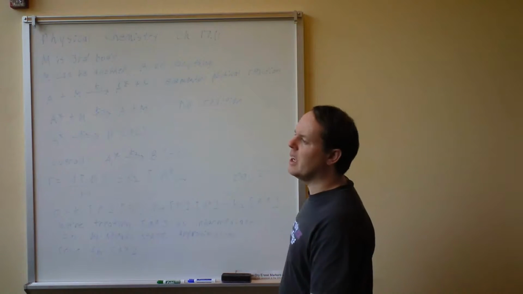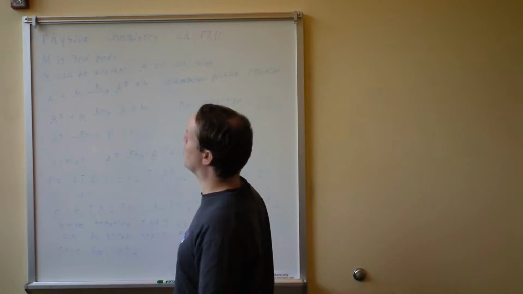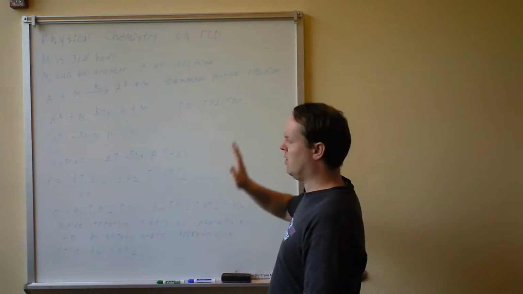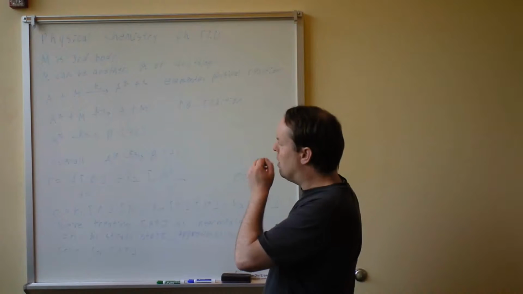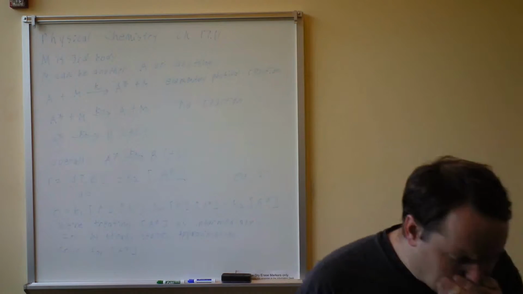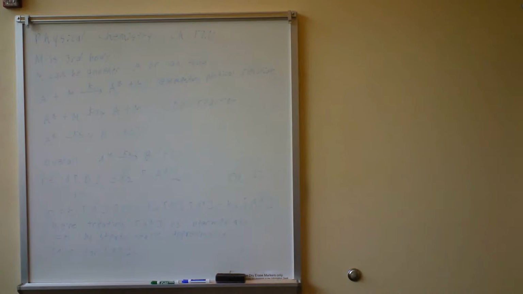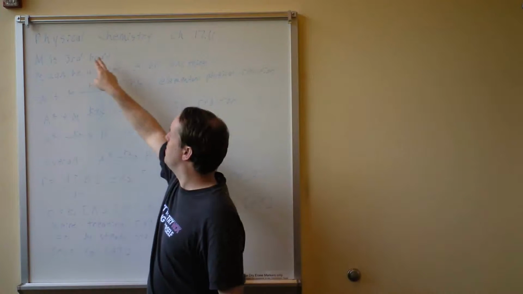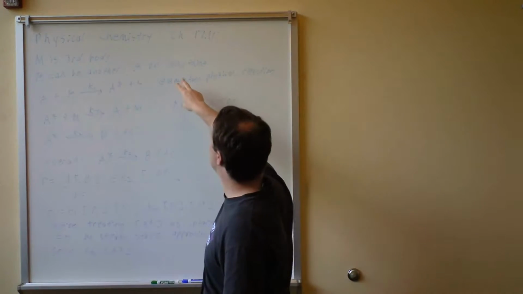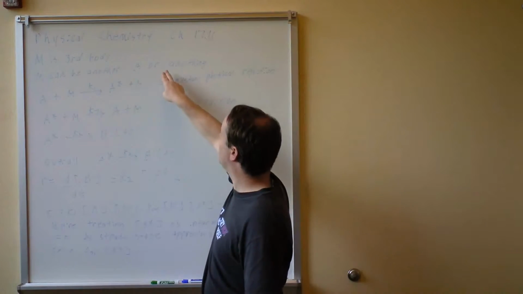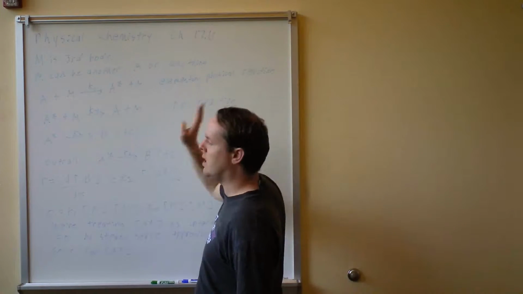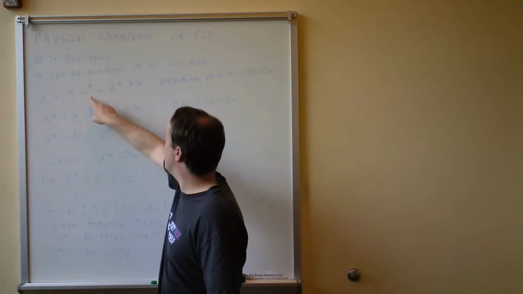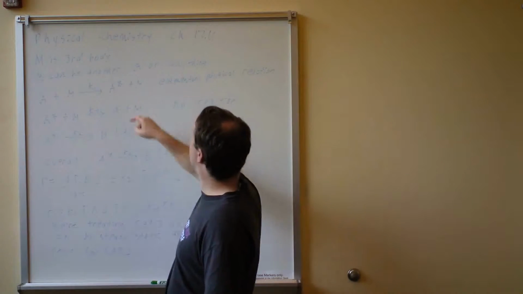Okay, so we're going to use capital M to denote any third body in the collision. M could be another A molecule, it could be a product molecule, any totally other molecule. So we're going to write it like this: A plus M going to A star plus M.